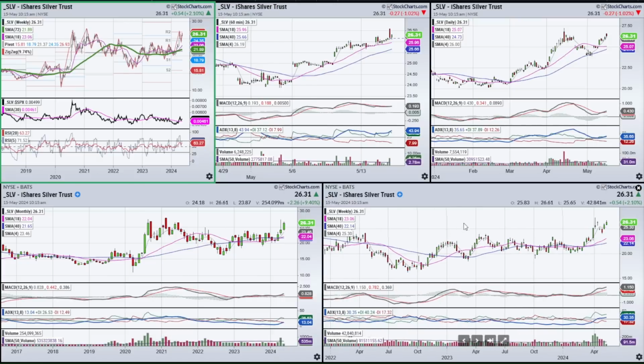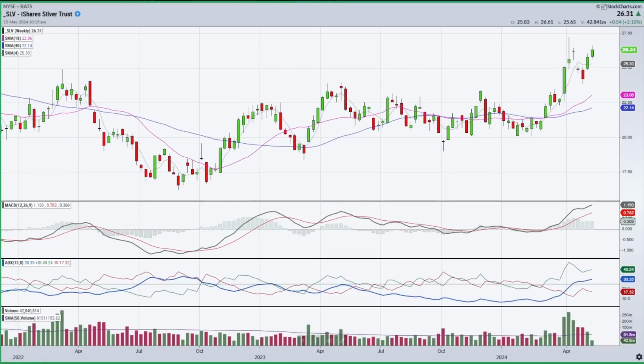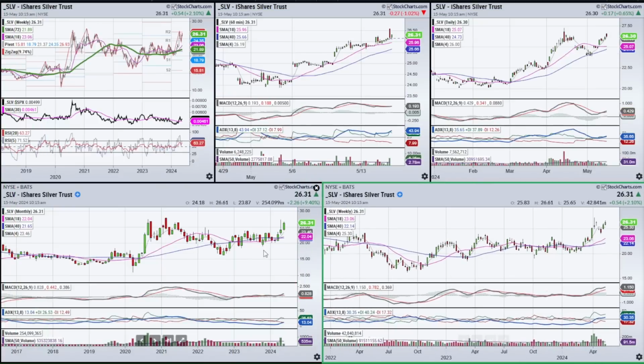So we had a pullback. It was actually pretty sharp in silver. Made a pretty big move here, and then we sharply pulled back. But look at where it found support and turned up from. Look at the volume pattern. Big volume on the way up, lighter volume coming down. Look at the strength of the momentum here, and that's on a weekly chart. So that's a really nice pattern.